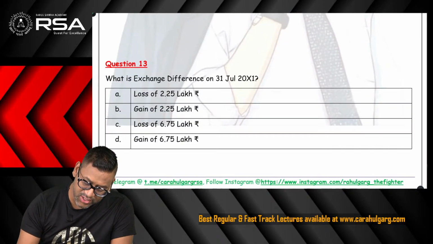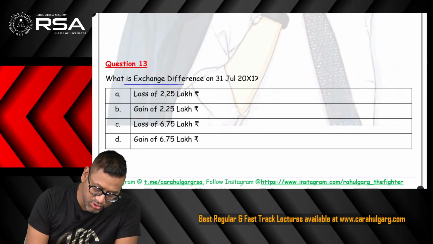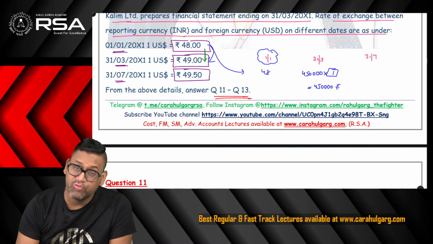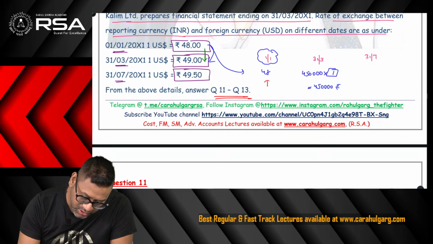The question asks, what is the exchange difference on 31st of July? Because now, by taking this rupee 1 into consideration, you have considered 48 plus 1, that means 49 rupees.